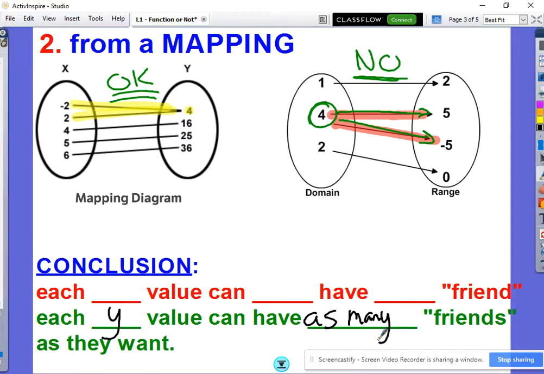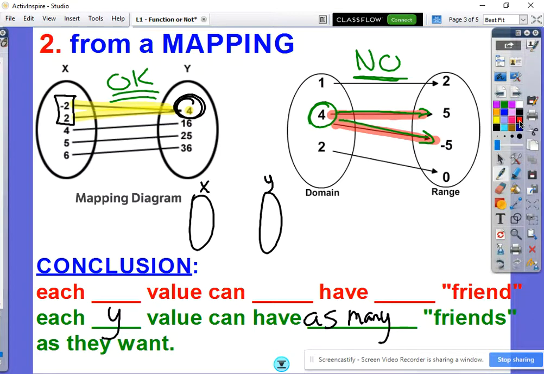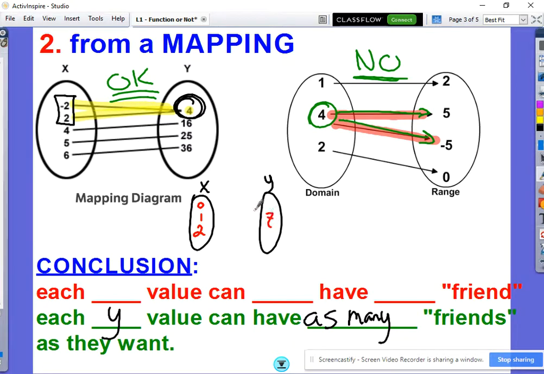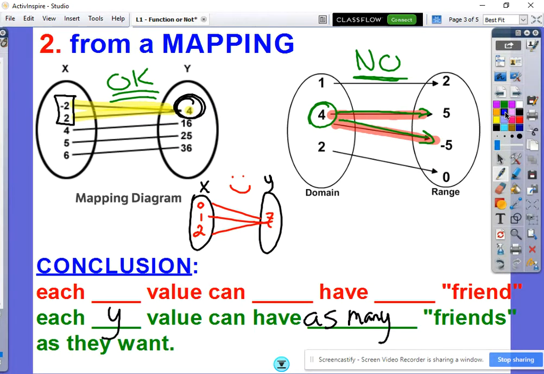Now, friends is kind of a silly term. Basically what's happening is the y value here has two different friends, right? We could create a mapping like this. This is my y, this is my x. We have a few numbers over here, 0, 1, 2, and only a single number over here, and they all go to that. That's totally fine. No problem there. So each y value can have as many friends, so to speak, as they want.